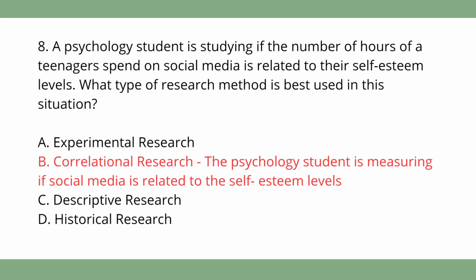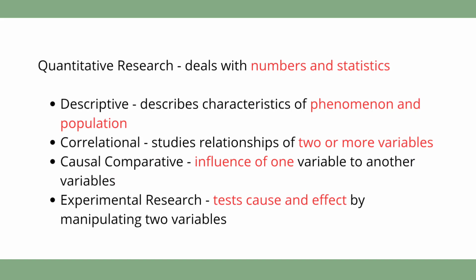The answer is letter B. Correlational research, because the psychology student is measuring if social media is related to the self-esteem levels. Quantitative research is about dealing with numbers and statistics. The four methods of research are: first, descriptive research. It describes characteristics of a phenomenon and population. The second is correlational, studying relationships of two or more variables. Third is causal comparative, which shows an influence of one variable on another. And lastly, experimental research is about testing cause and effect by manipulating variables.